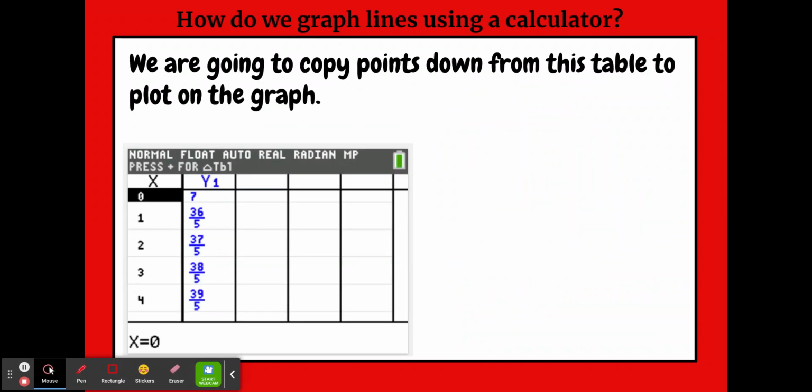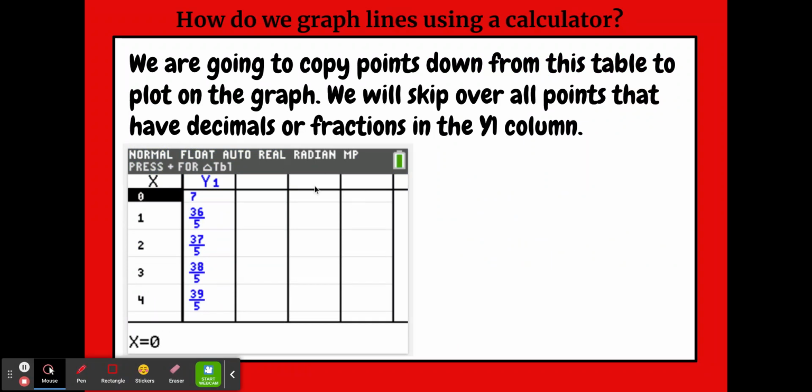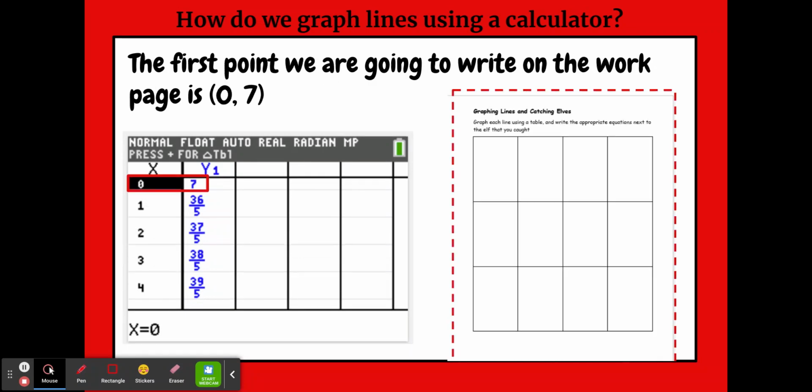Now we're going to copy down points from this table onto that paper, but we're not going to copy down any of these fractions. We're going to skip over all of those fractions, and some of you may have decimals in there in the Y1 column. So first, we're going to start with the 0, 7 because that's a point we can graph.